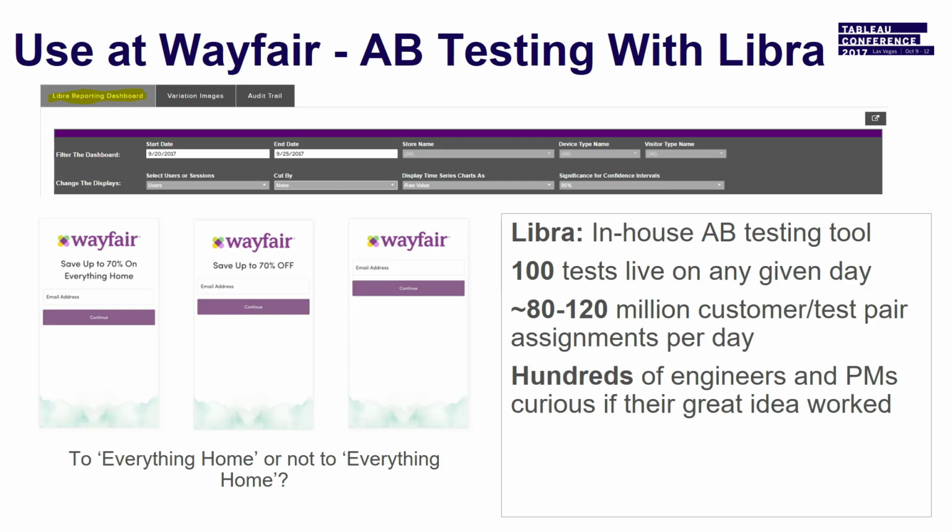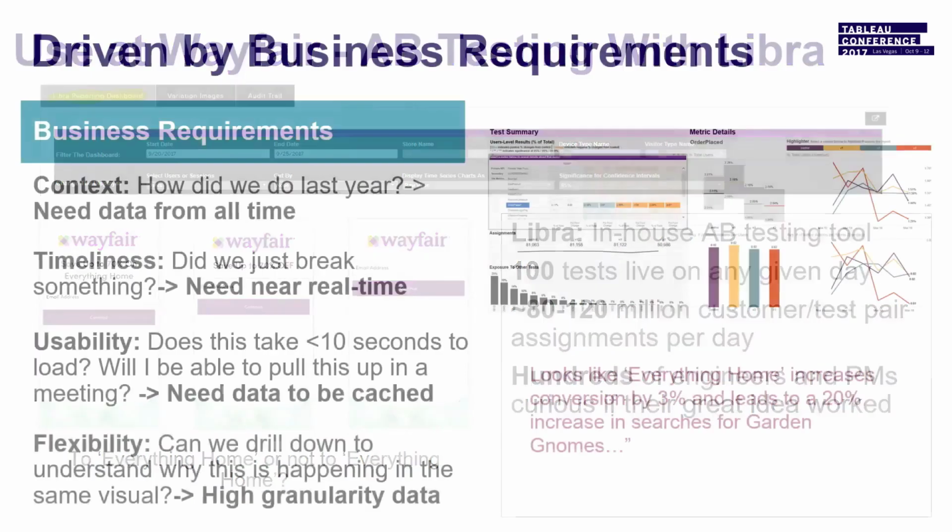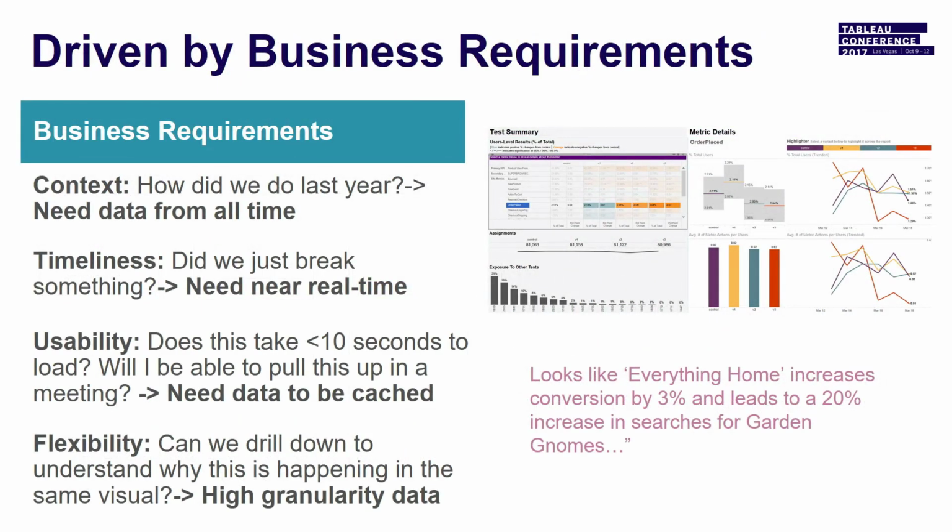An example is just the classic: we're trying to collect someone's email. Is it helpful to have a call to action that says save up to 70% off? Or should we just have them put in their email? So naturally, when this tool was built, we said we need some reporting on it. We should build it in Tableau. But there were some pretty stringent requirements for that reporting.